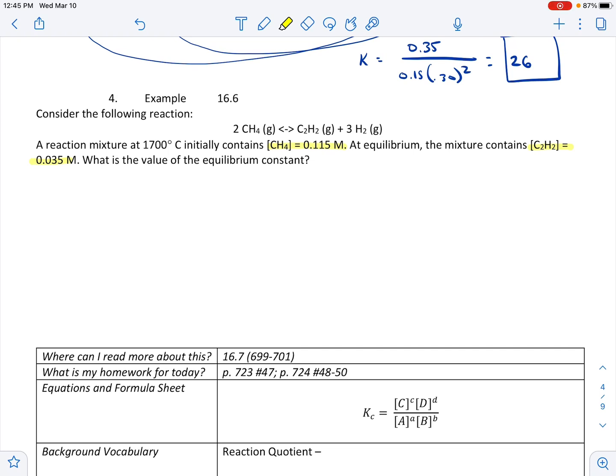We have products this time instead of reactants, but it still works the same. Okay, so again, I always like to start with writing the reaction. So we've got 2 CH4 gases, right? We've got our double-sided arrow telling us equilibrium. We've got C2H2, also gas, plus 3H2 gas. So there's our reaction there. We're going to put our ICE chart underneath it, ICE, right? Initially, we have 0.115 molar, right? And these other two, since they're products, we're probably going to go with 0.